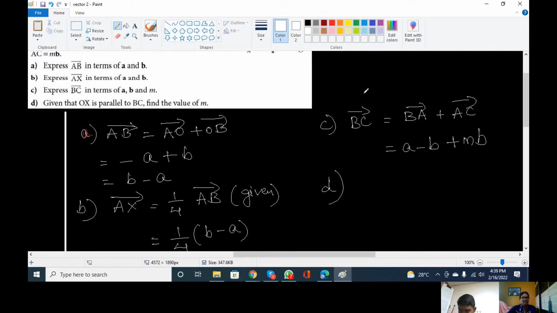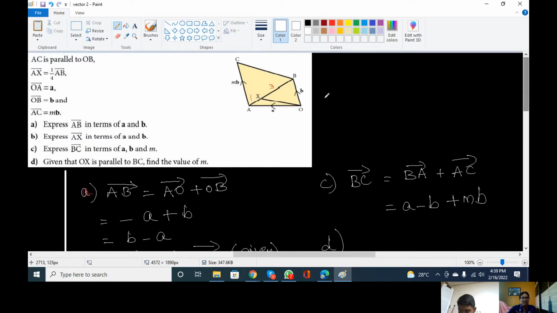Given that OX is parallel to BC, where is that OX? This OX is parallel to BC. Okay. It is just parallel, not equal. We need to find out what is the relation between OX and BC. Maybe it's a double or half or 1/3. What it is, we need to find out.